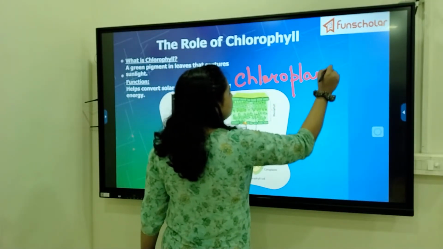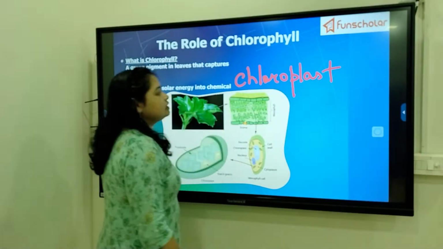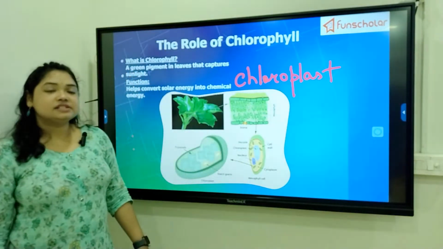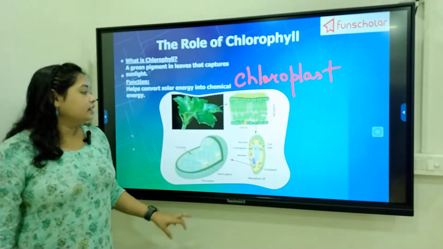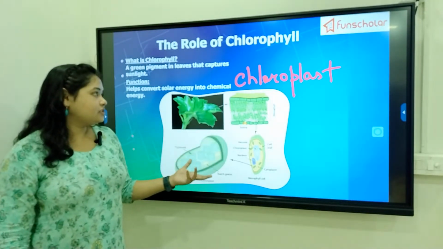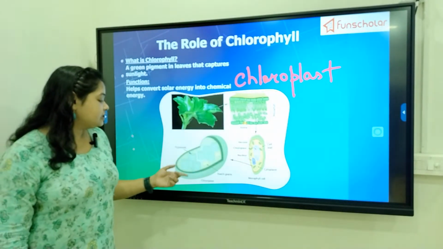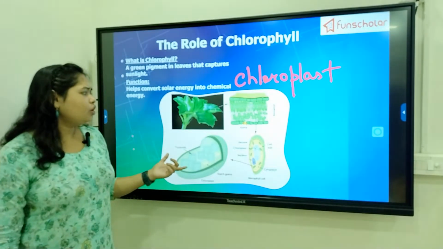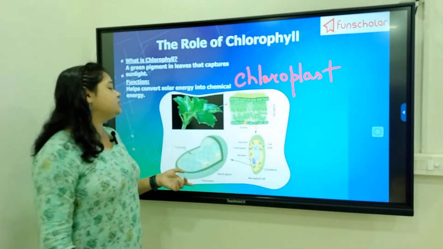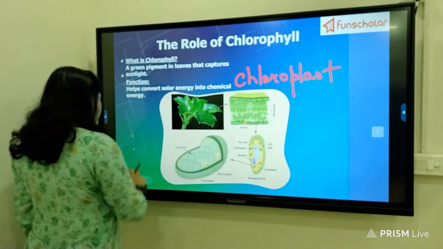Chloroplast is a cell organelle that is present in the plant cells only, and in that chloroplast only chlorophyll pigment is present, which converts the solar energy into the chemical energy.